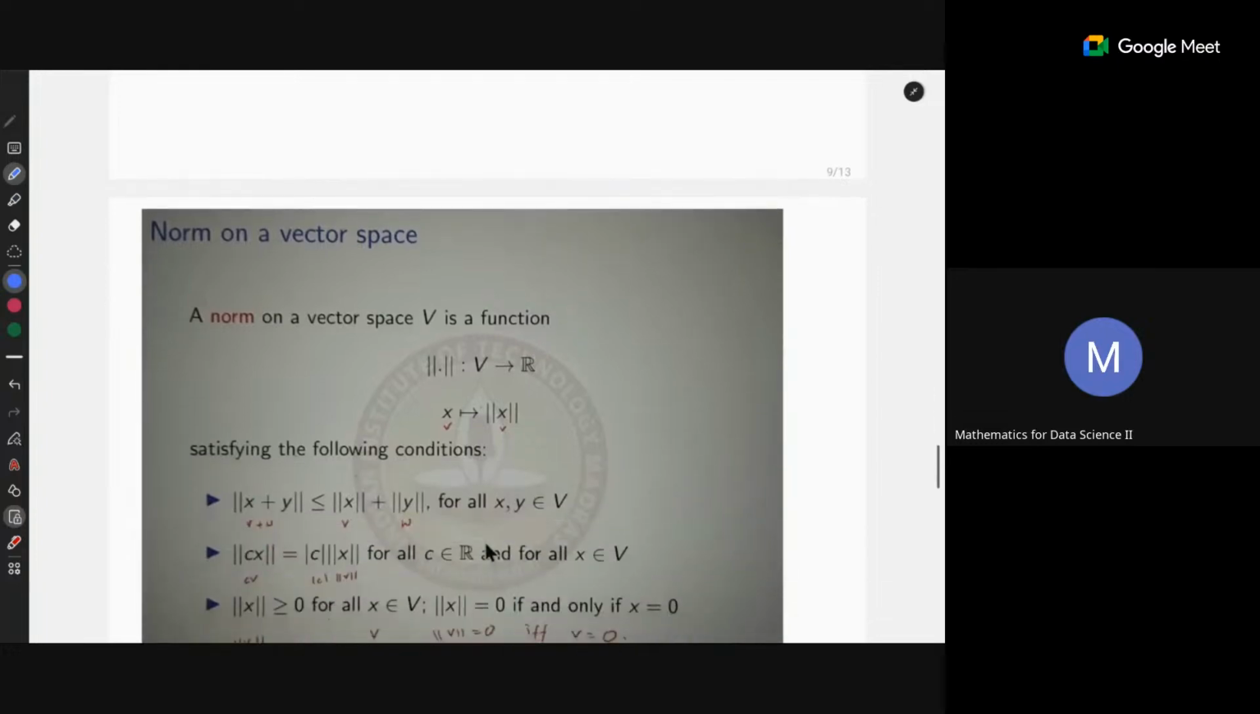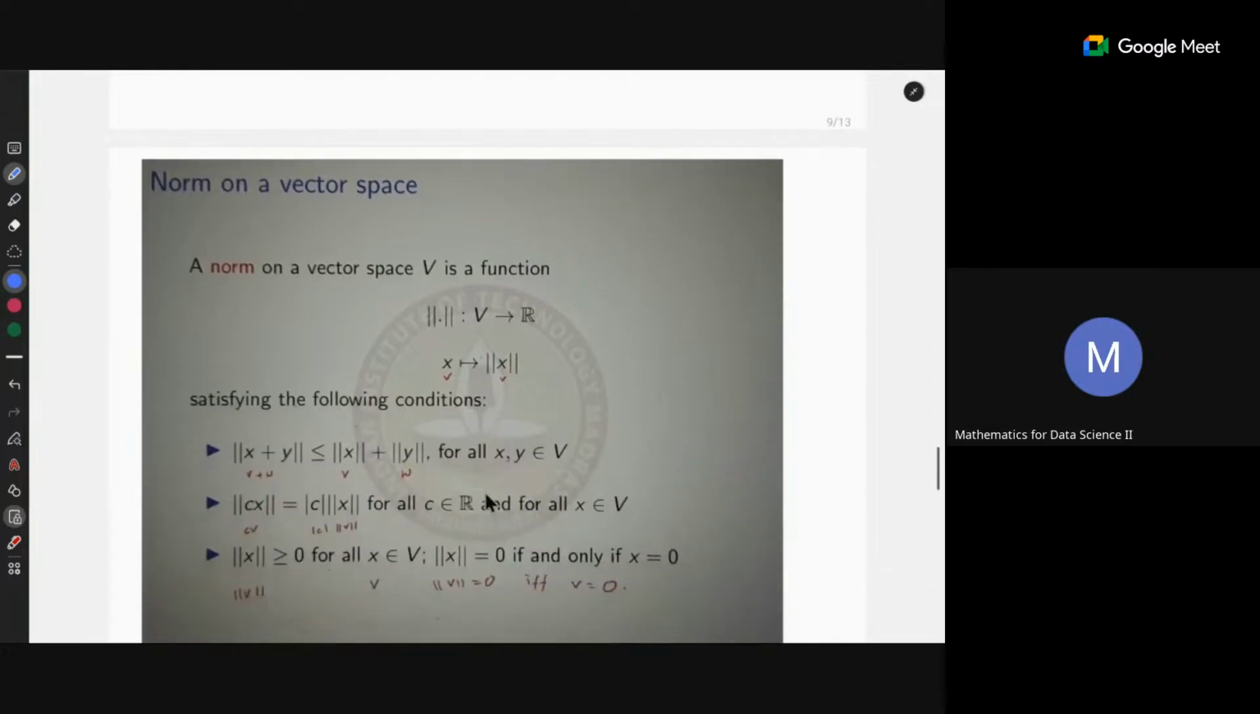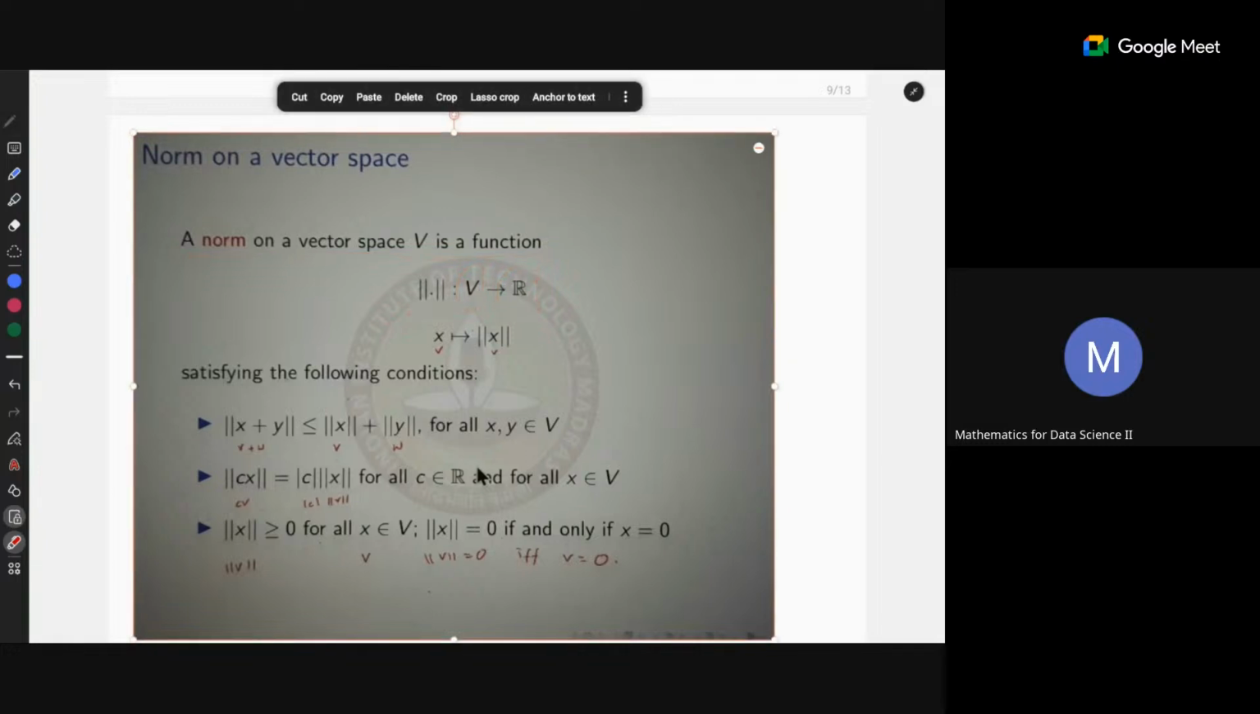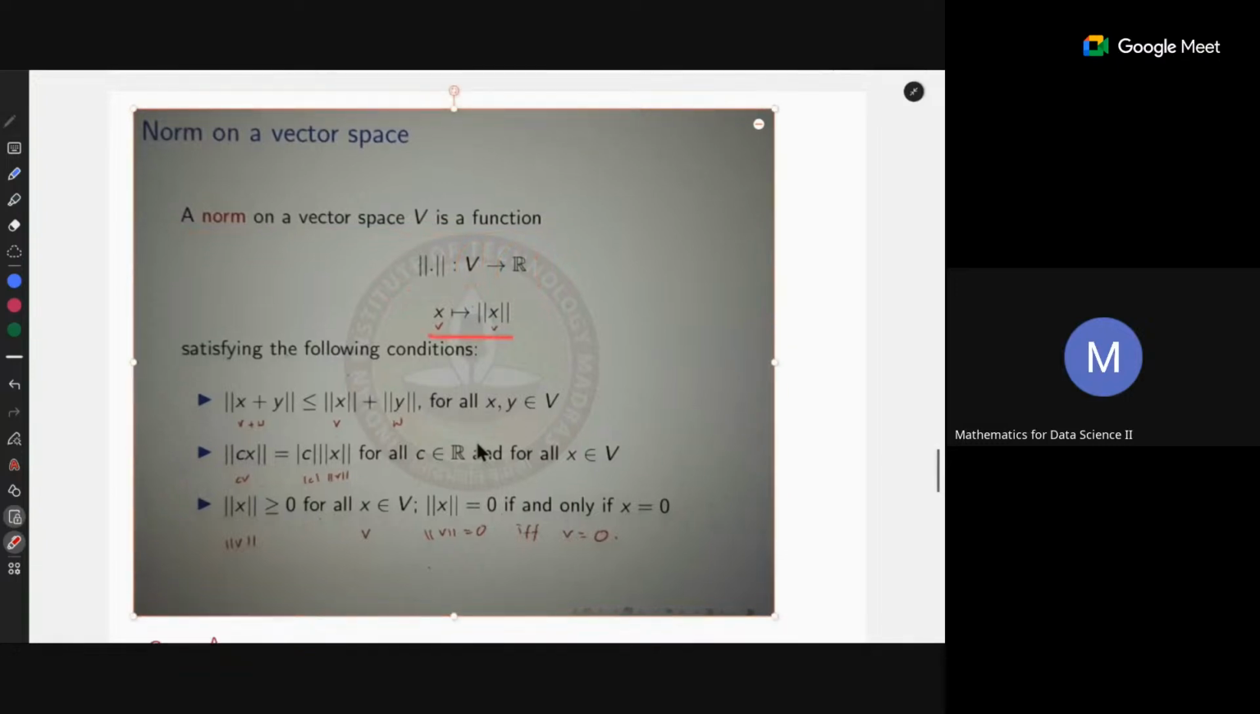Now, as in the case of R2, we had length of a vector. Similarly, in case of vector spaces, we have defined inner product for dot product. Similarly, we can define length as norm. So length generalizes to norm of a vector. Norm on a vector space is a function that takes one vector and gives you a real number. And it is defined like this, and satisfies the following three conditions.